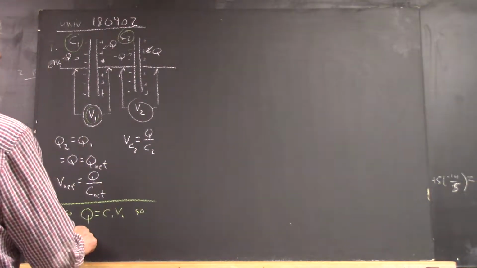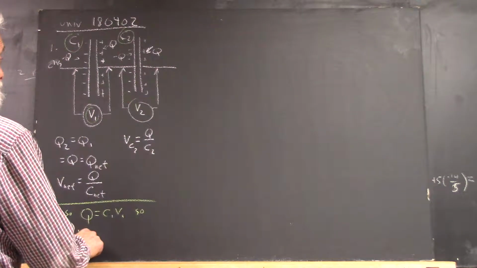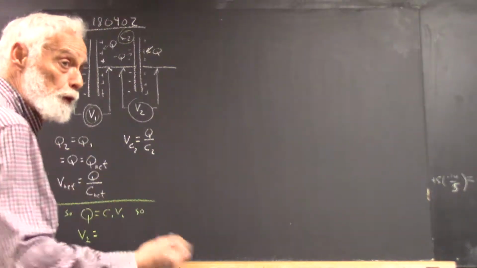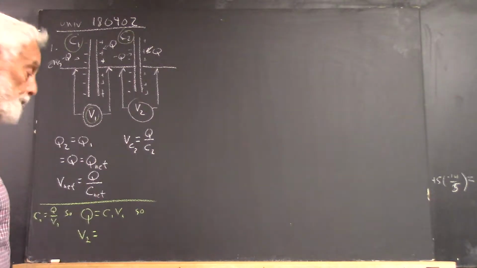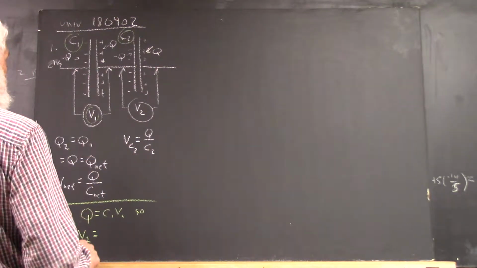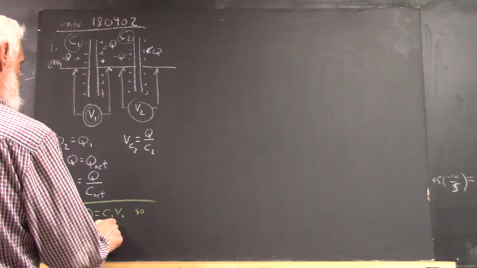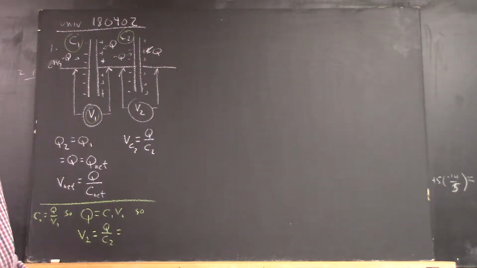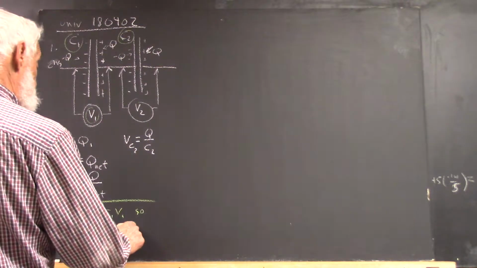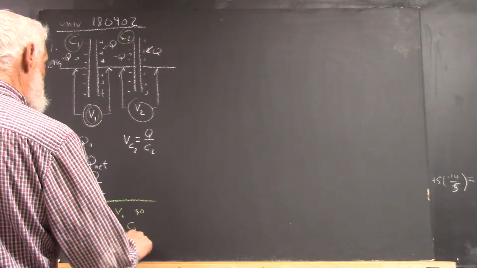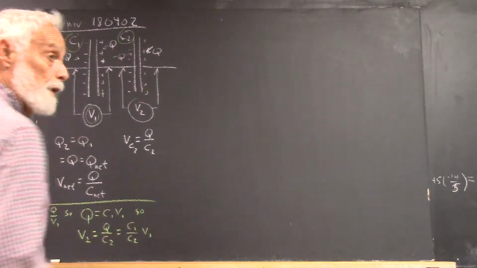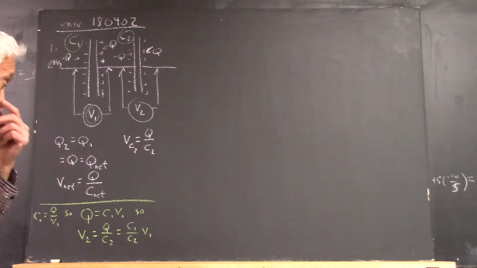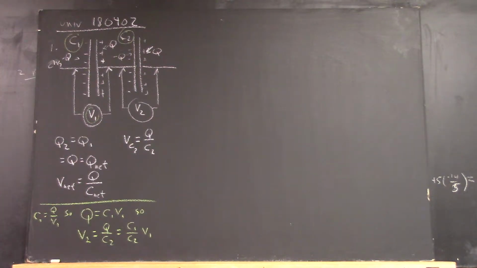So, voltage 2, I call it voltage C2, but it's obviously voltage, what I mean by voltage 2, right? Voltage across capacitor 2. Voltage 2 is Q over C2 and Q is C1 V1, so that's C1 over C2 times V1. And you maybe think about how that works out, okay? But you have equal charges.